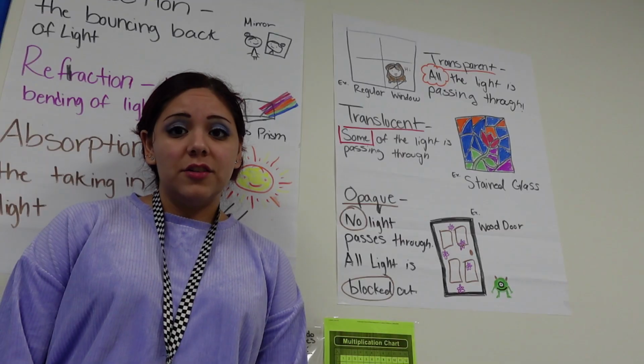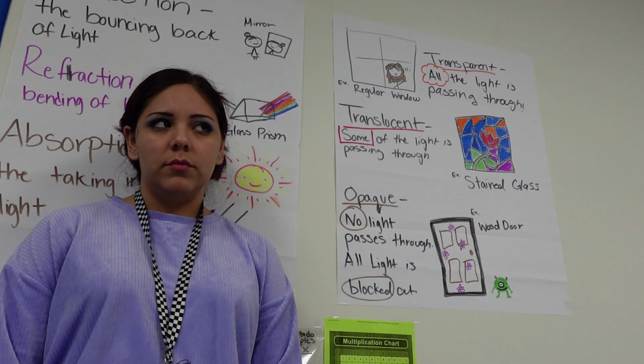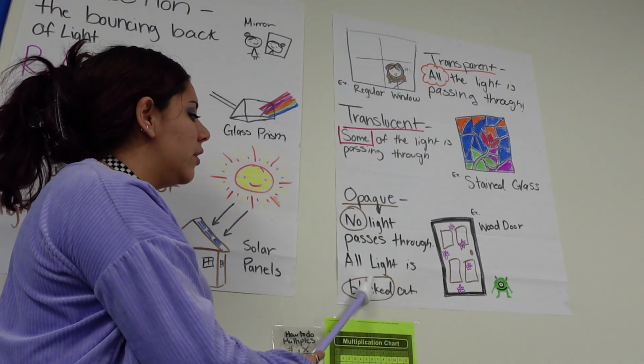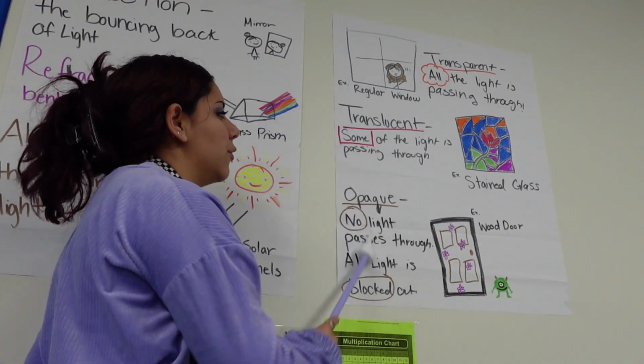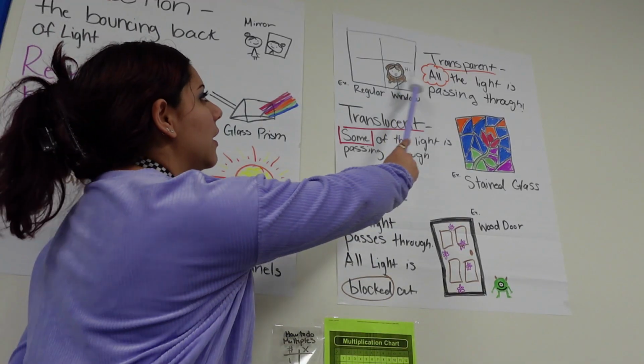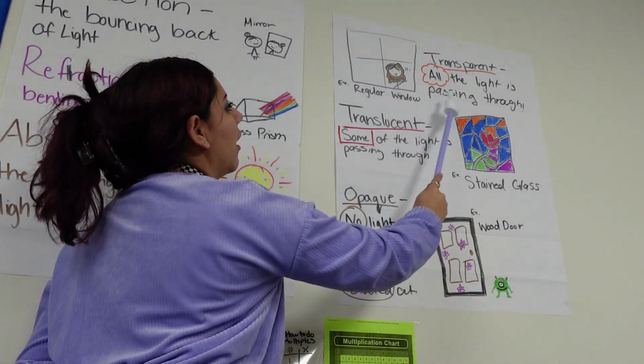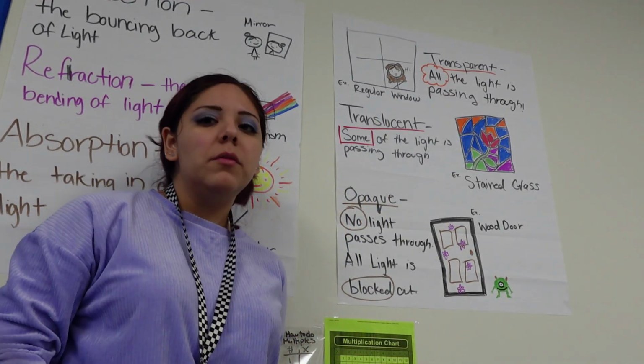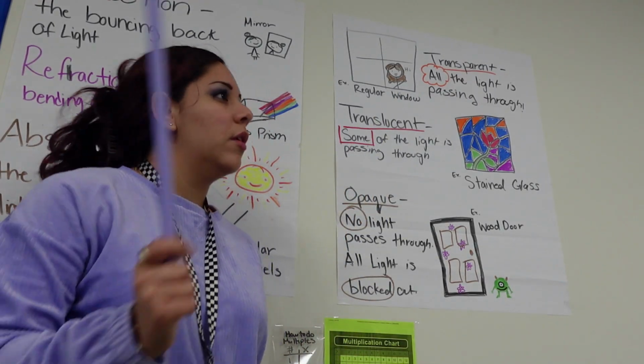Next, I'm going to go ahead and talk about transparency. So what even is that? Transparency is trying to identify how much light is passing through the object. So if something is transparent, all of the light is passing through. So think about it. If I was looking through a window, I would be able to see everything.